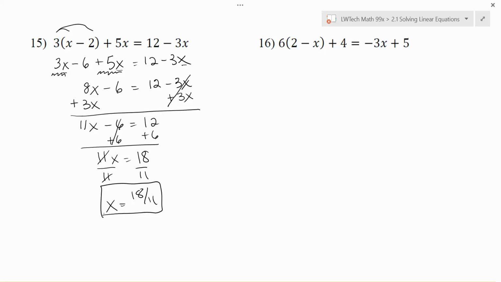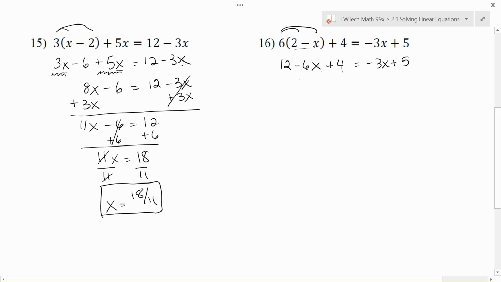All right, last example for this section here. Again, we've got the parentheses. Distribute to get rid of those parentheses. 6 times 2 is 12. Minus 6 times x is 6x. Plus 4 equals negative 3x plus 5. So again, the 6 is only just being multiplied by those first parts there.